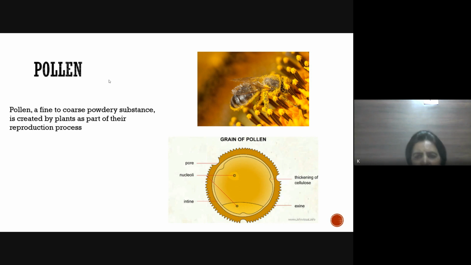And the pollen, can any of you tell me what is pollen? You must be knowing, right? Any of you volunteer to tell what's pollen?